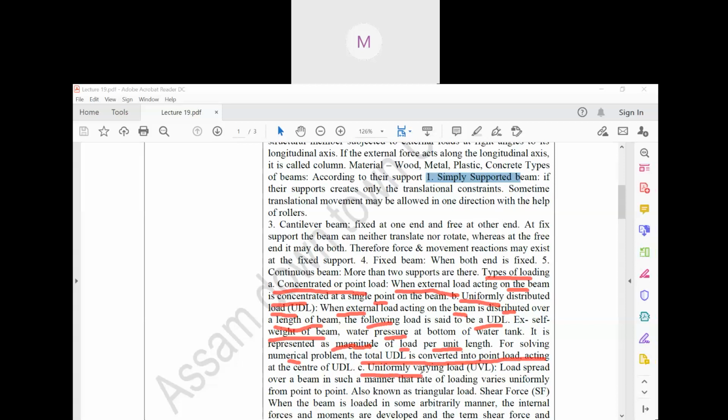Now, in uniformly varying load, the last figure that you saw, what happens is that the load spread over a beam is uniformly varying. That means what? It is neither uniformly loaded nor uniform. So the load at some point is less, and at another point it is increasing. Just now we saw the diagram. So that is known as the uniformly varying load. Okay.